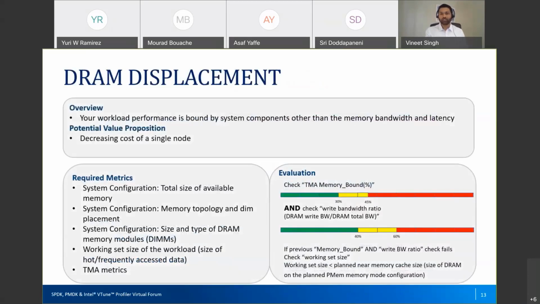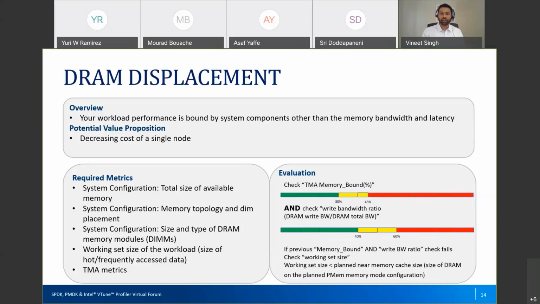The second scenario that I'm going to walk through is DRAM displacement. What's happening here is your application requires a lot of memory capacity, but it's not sensitive to DRAM bandwidth and latency. So basically you can let go of some of those costly DRAM on your system and replace it with PMM, which will provide you the capacity in a cheaper way. So the idea here is to decrease the cost of a single node.